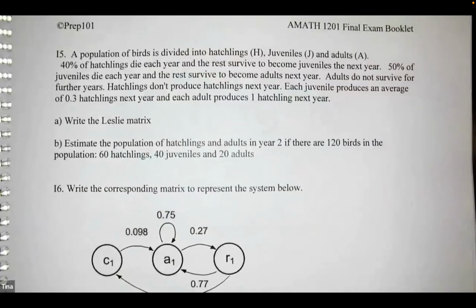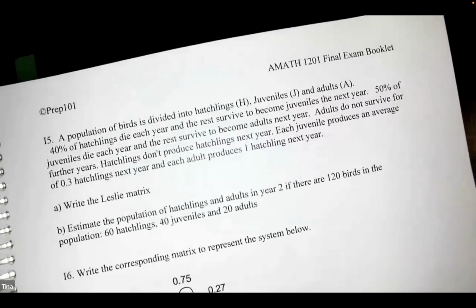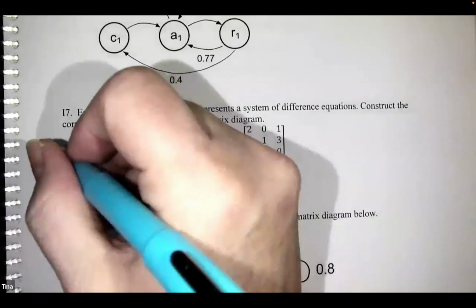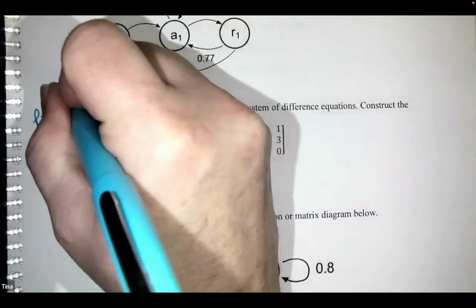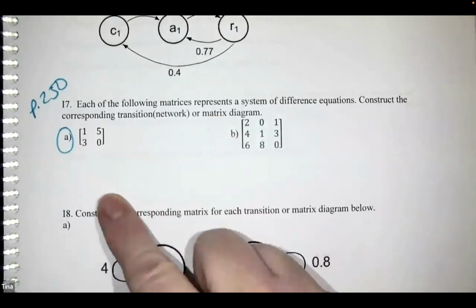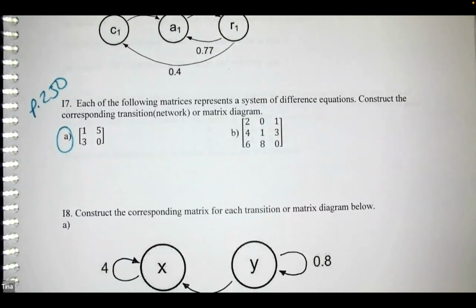So if we look at, let's say, this one on page 250, if you look at this matrix, what would the network or transition matrix diagram look like if you do it as a diagram with your circles? Just how do you practice some of those?